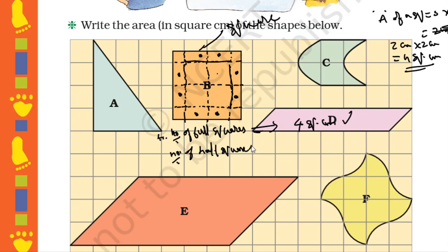How many half squares are there? 1, 2, 3, 4, 5, 6, 7, 8. The number of half squares is equal to 8, isn't it? Therefore, what is the area of this one? So what is half of 8? If you divide this by 2, we will get the area of the total 8 halves.